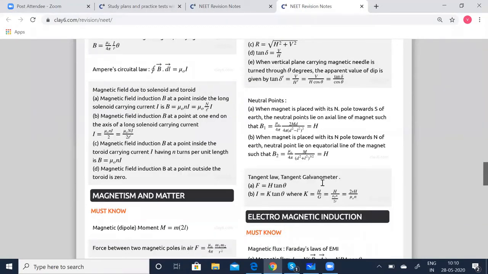Tangent law, tangent galvanometer: F is equal to H tan theta, or I is equal to K tan theta, where K is equal to H by G, which is equal to H by (mu0 N by 2R), which is equal to 2RH by mu0 N, where H is the horizontal component, mu0 is the permeability, and N is the number of turns.